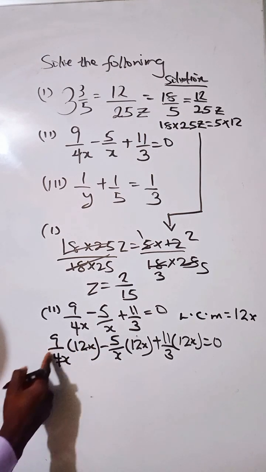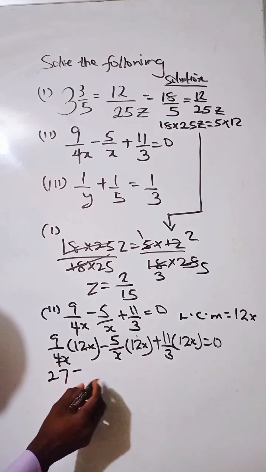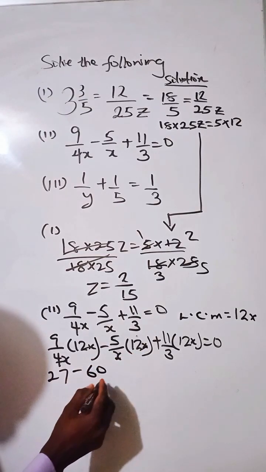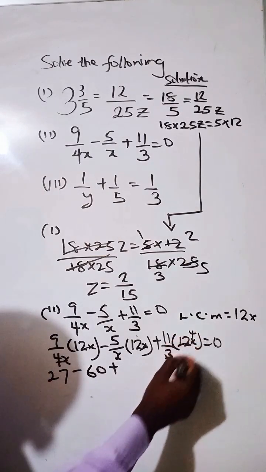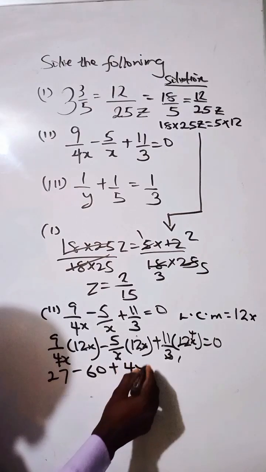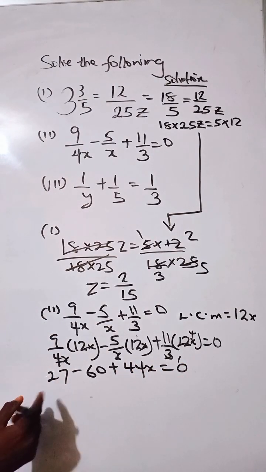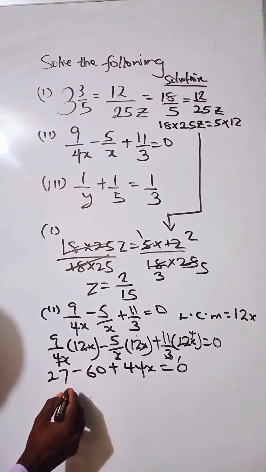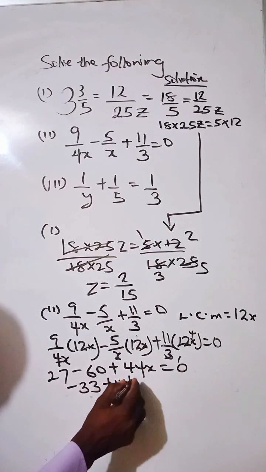So when we simplify this, for 4x and 12x, that is out. So for 4 in 12 is 3, for 9 times 3, we have 27. x divided by x, minus x divided by x. So for 5 times 12 is 60, plus, so we divide this, 3 here is 1, 3 here is 4. So we have 4x times 11, so we have 44x equals 0. So from here, we have 27 minus 60. So this one is minus 33, plus 44x.